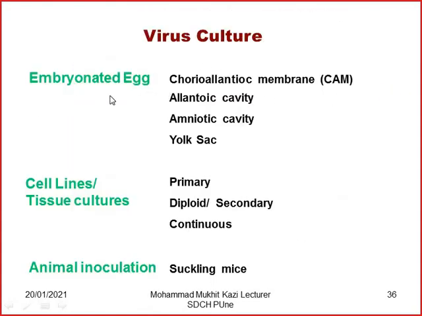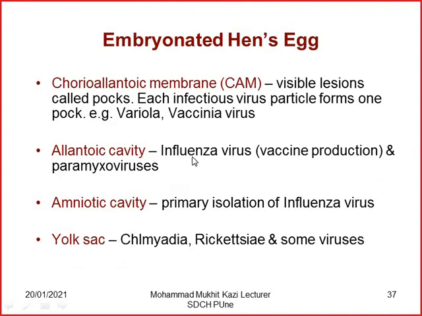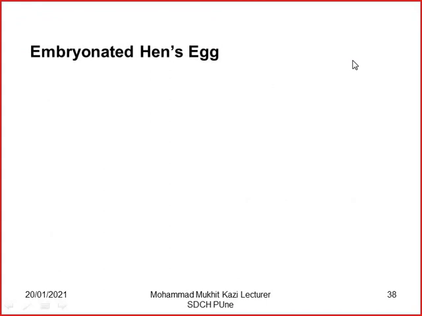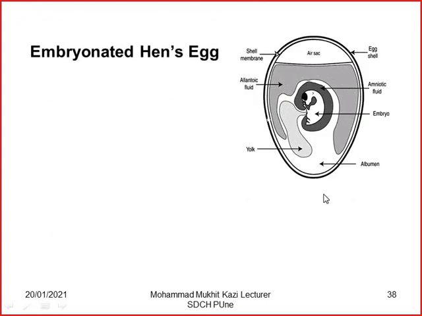Virus culture in embryonated egg, there are 4 ways. Then cell lines: there are primary cell lines, diploid cell lines, and then continuous cell lines. Continuous cell lines, generally we take from cancerous patients. And in animal inoculation, we use suckling mice. These are the 4 ways by which we can use the embryonated egg for cultivation of the viruses. This is the pictorial form.